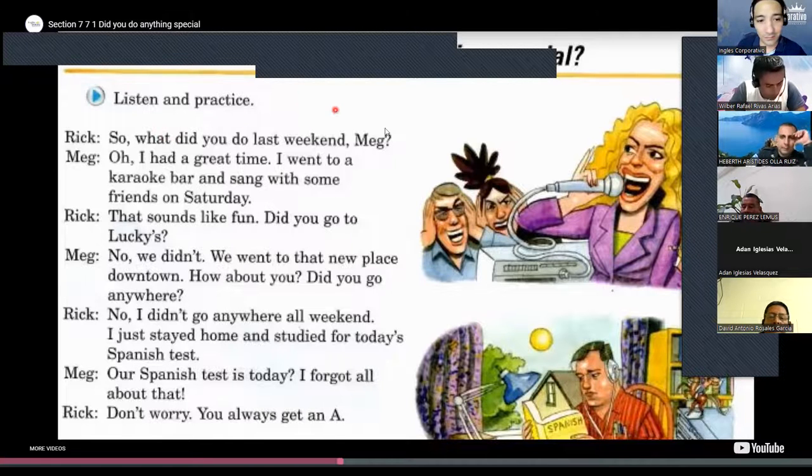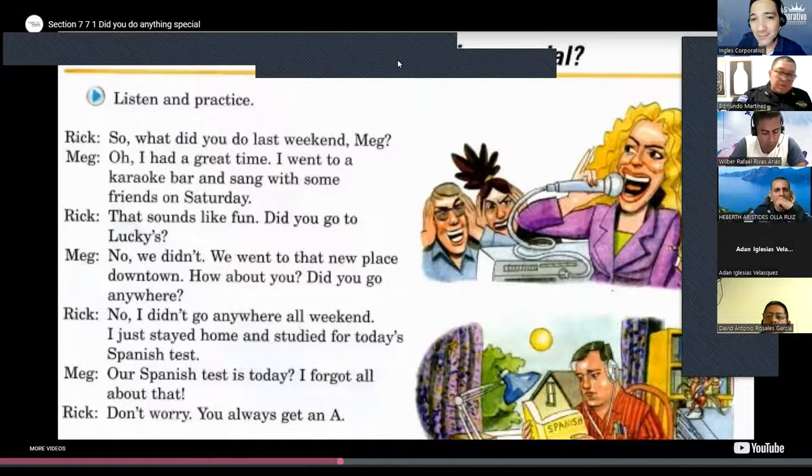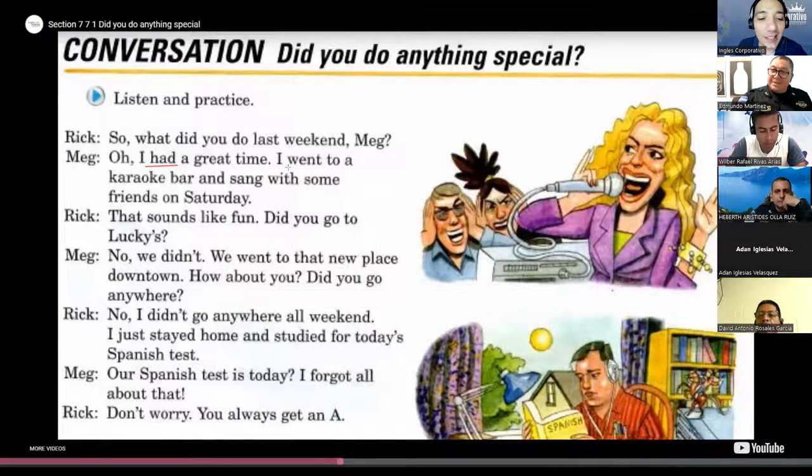Okay. Verbs in past. Do you see any verbs in past? Yes, I see have, some, did. Okay. Wait. Had. Went. Stayed. Studied. Forgot. Did, didn't. Okay. You said sang. You were not in order. I'm sorry. Sang. Went. I got it. Didn't. Went again. Uh-huh. Yeah. Stayed. I just stayed. Stayed. Uh-huh. Home. And studied for today's Spanish test. Forgot. Okay. Where was that?